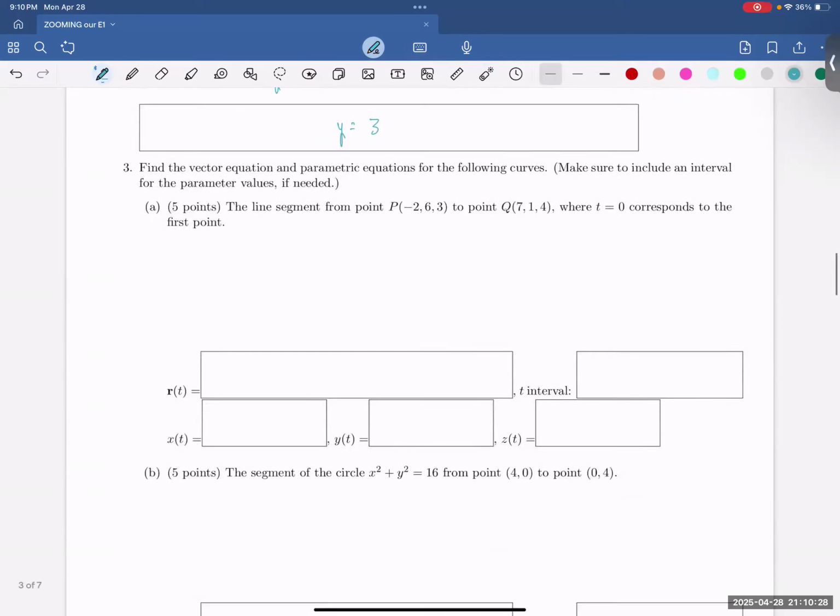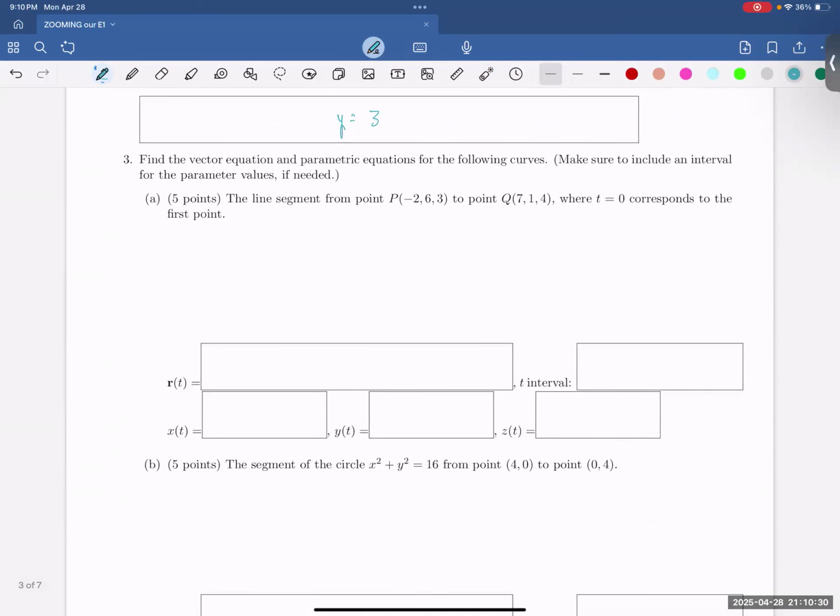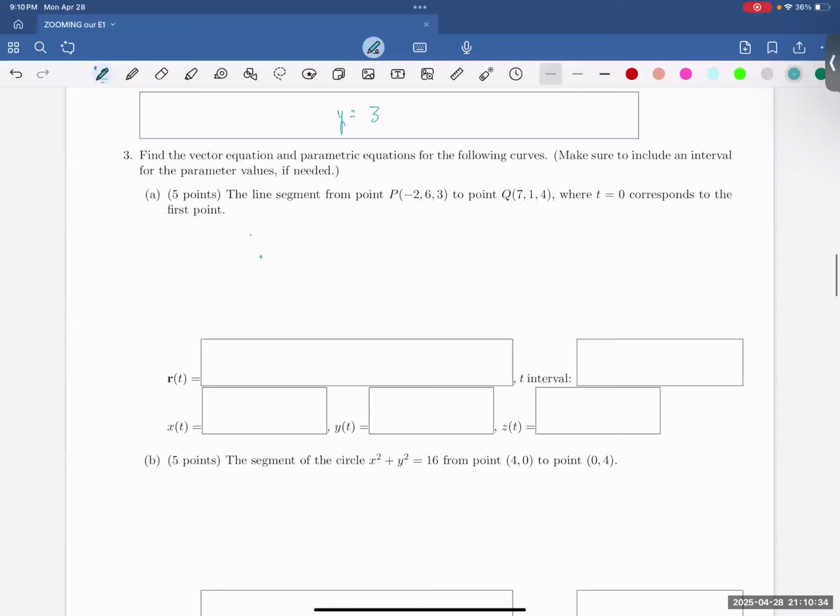Then line segment from point to point. Okay, here's point P, we'll say. Here's point Q. We have a vector from P to Q. So here's our direction vector for our line, and we need a point and a direction vector. So P to Q, that's going to be vector PQ, and that's the Q pieces minus the P pieces.